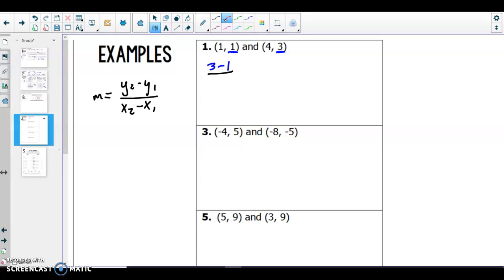And then with my x's, I do the same thing. Identify my x, and then we subtract backwards, 4 minus 1. So in reverse order there, and then we simplify. 3 minus 1 leaves us 2. 4 minus 1 leaves us 3. So our slope here is equal to 2/3.